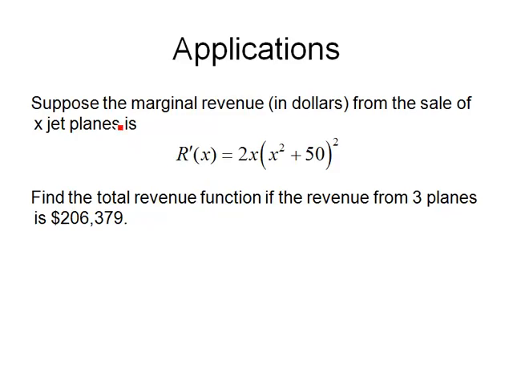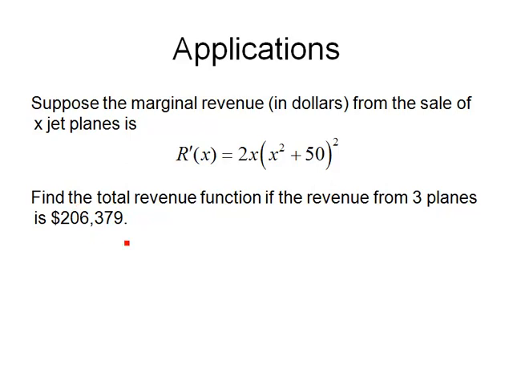Now, where we're going to really be able to use the substitution method is when our revenue functions and our profit functions and cost functions and their marginals contain compositions of functions. So suppose that the marginal revenue in dollars from the sale of x jet planes is R prime of x equals 2x times the quantity x squared plus 50 all squared.